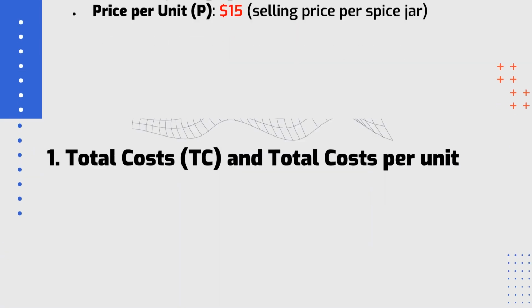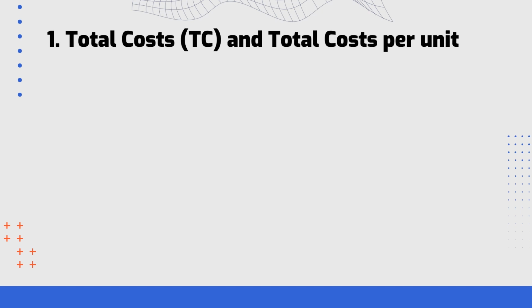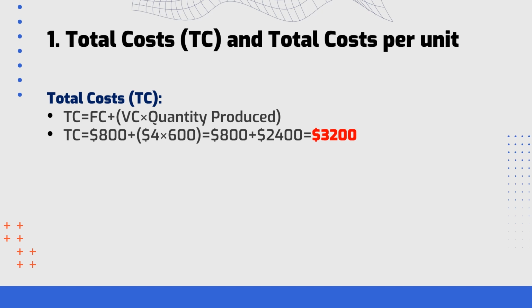So step 1. Let's calculate total cost and total cost per unit of production. You remember that total cost includes both fixed and variable cost. The formula is total cost equals fixed cost plus variable costs. So here we have $800 plus $4 multiplied by 600, because the company is aiming to produce 600 jars. As a result, we have $3,200. This is the total cost.